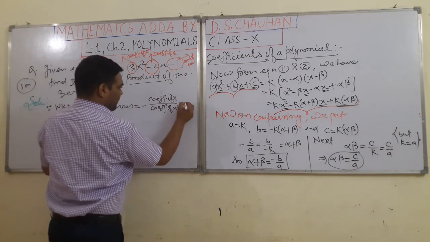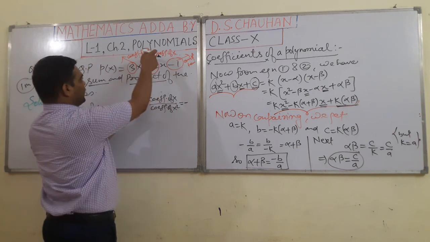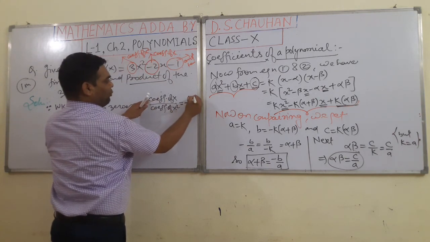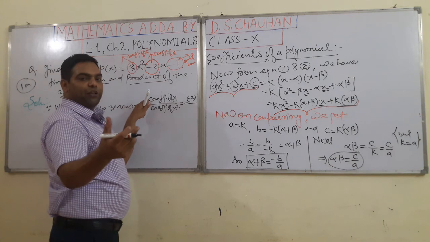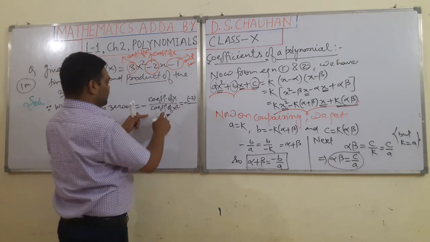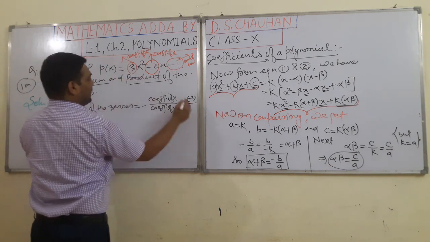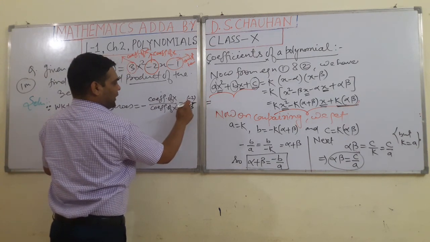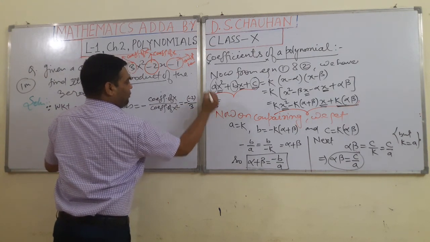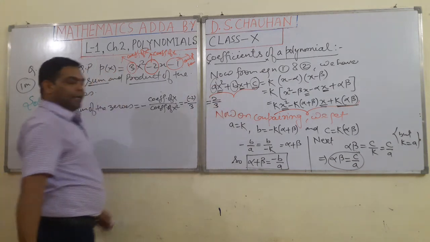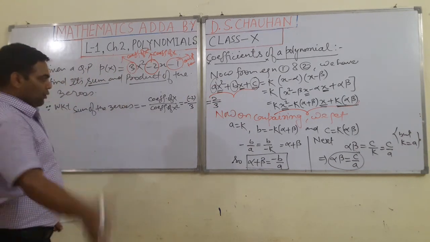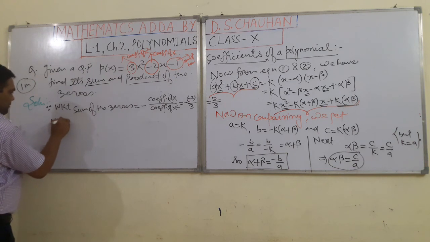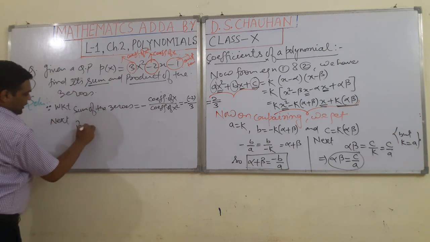This is minus from the formula, and the coefficient of x is minus 2. Put it into brackets. Whenever you have a negative number, always put it into brackets. The coefficient of x square here is 3. Now, you simplify, what will you get? Minus minus plus, it will be 2 by 3. Is it clear? Okay. Next, the product of the zeros.